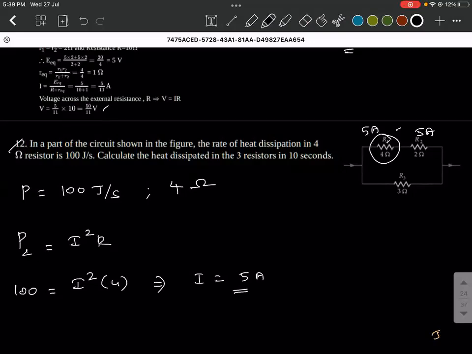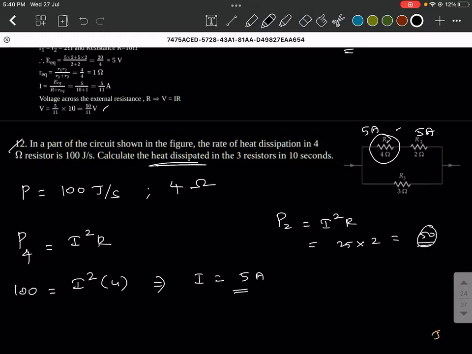So here I write P4, it is the power across the 4 ohm resistor. So what is P2? Power across the 2 ohm resistor will be I square into R, 25 into 2, 50. But they didn't ask us the power, they asked us the heat. So heat dissipated across each resistor, that's what they asked, no? Heat dissipated in the 3 resistors, not across the 3 ohm resistor.